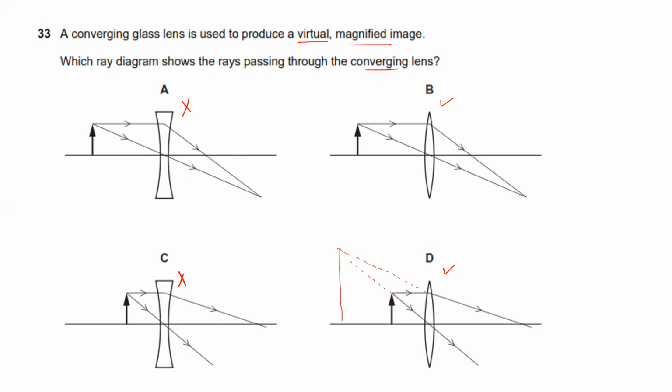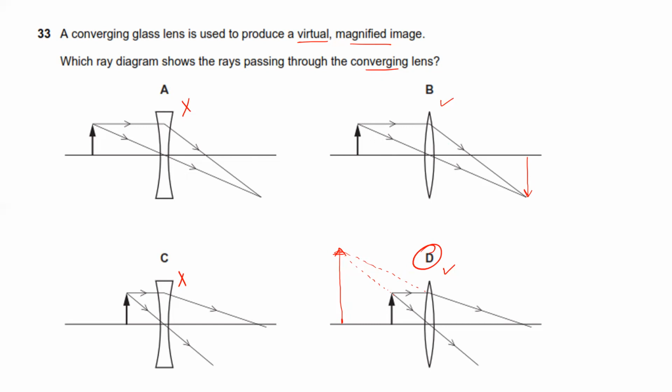So this is how this image will look: virtual and magnified, on the same side as the object. It is magnified as well, we can see that, and it is not inverted. Real images are inverted, virtual images are not inverted. So answer D is the best case we have. In case of B, remember, although the image will be enlarged and magnified, it will be inverted and on the other side of the lens, and that makes it a real image.